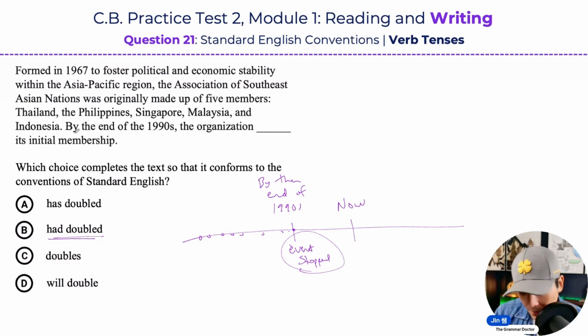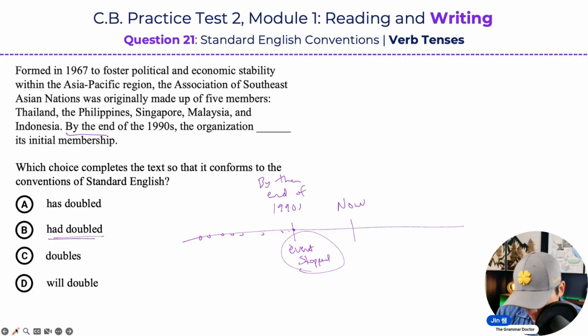So remember that whenever you see the phrase "by the" and then some kind of event or time period. So if I say by 1999, or if I say by the time I graduated, whenever they give you that type of phrase, you know that you're going to use the past perfect. Always the case. Okay. Now, what about the present perfect?